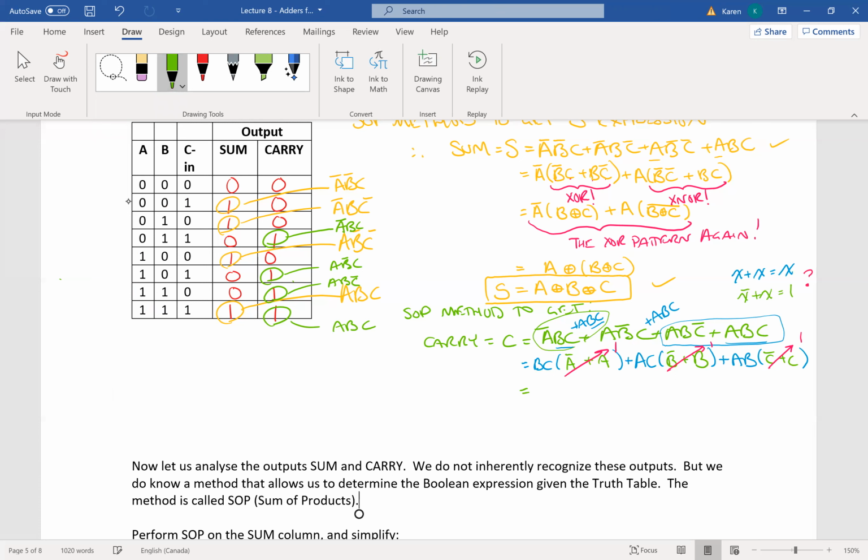which is very nice. So then what we end up with is BC plus AC plus AB, not because we're multiplying by 1, but because we have the theorem X and 1 is equal to X. So these are the theorems that I'm using. So I'm going to put this in alphabetical order, AB plus AC plus BC. And this is, yes, the simplified expression for a carry. It's one of them anyway.